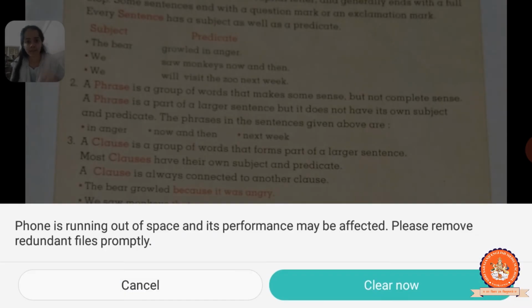The bear growled because it was angry. The bear growled. The bear roared. Why did it roar? So we will see over here. The bear growled because it was angry. The bear was angry, so it growled. So here both of the clauses are connected to each other.